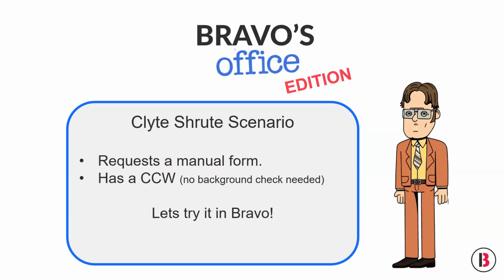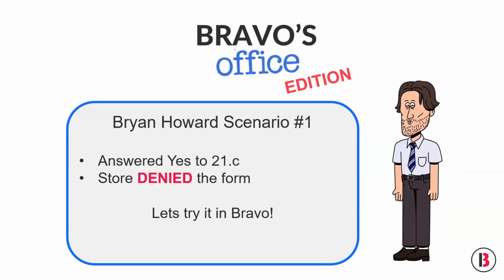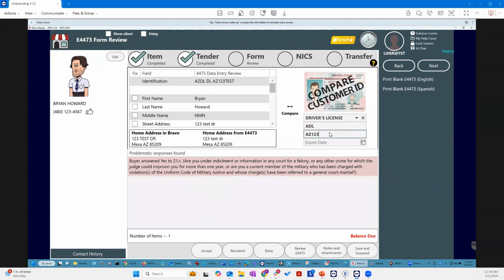So now we are heading into some denials. We have Brian Howard, and he has pretty much went through buying the firearm, doing his form, and he answered yes to 21C, which makes him a prohibited person. So ultimately, the store is going to say, hey, we sent you back the form, Brian. Make sure you check and see if everything's okay. So Brian went through his form. He said, you know what? Everything looks good. It's right. So at that point, we have to go into his transaction.